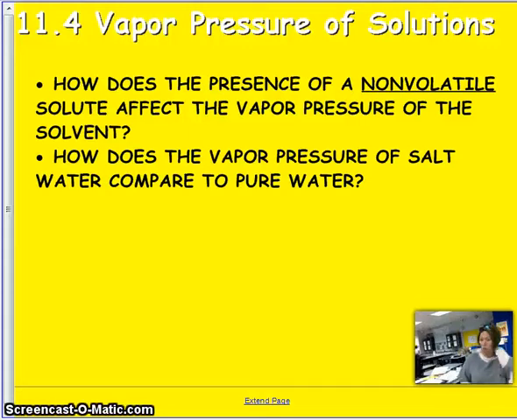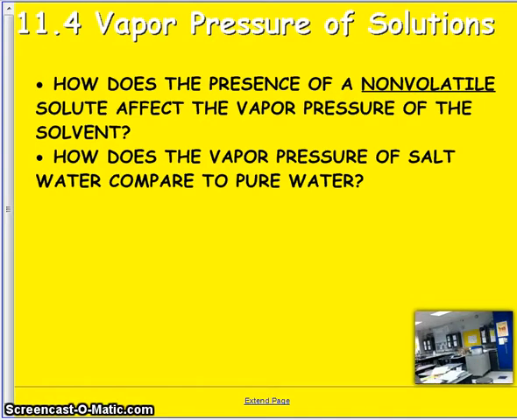This is section 4, and in section 4 we're going to talk about how adding a solute to a solvent affects its vapor pressure. So I think before we do that, we have to talk about what the heck vapor pressure is and the different types of solutes that you can add.